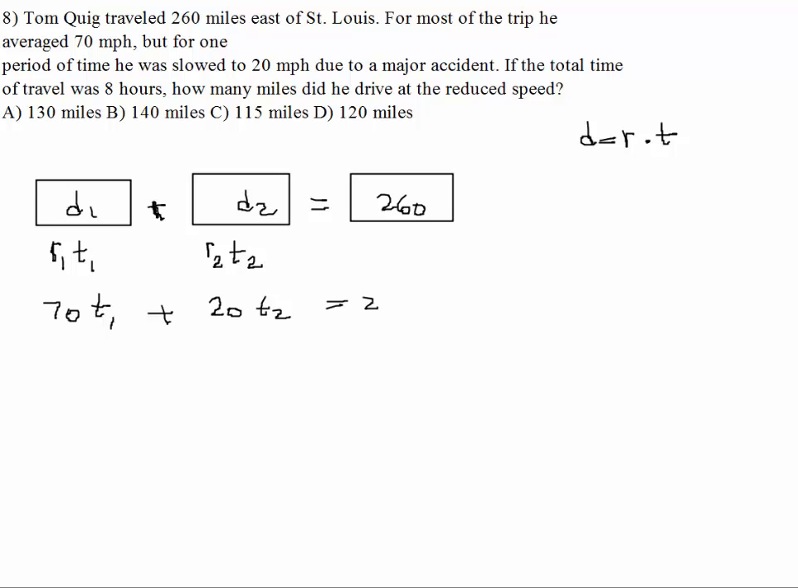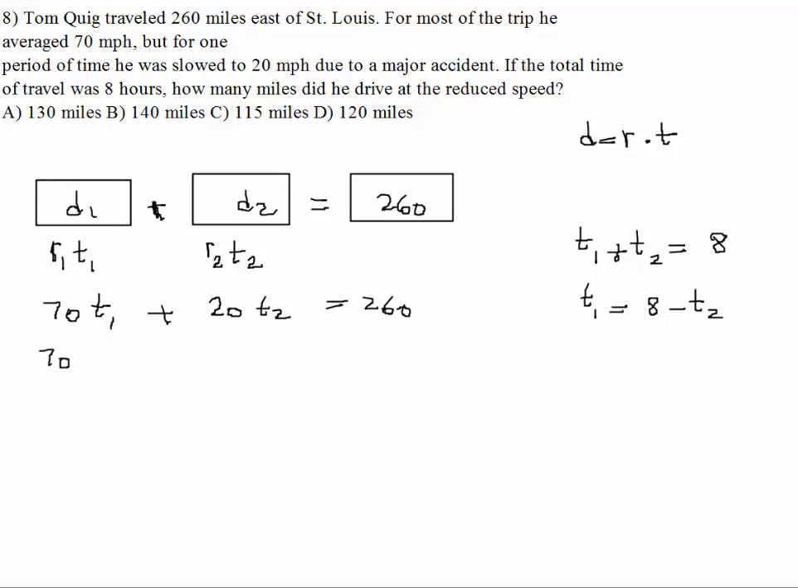So we can start with this. Do we know any relationship for the time? Do we know T1 plus T2? What is T1 plus T2? 8 hours. 8 hours, that's given to us. So we have some relationship between these two. So I can say T1 is 8 minus T2, right, if I subtract T2 from both sides. And then plug it into this equation.